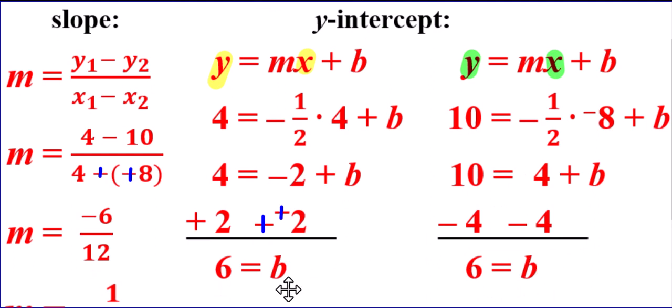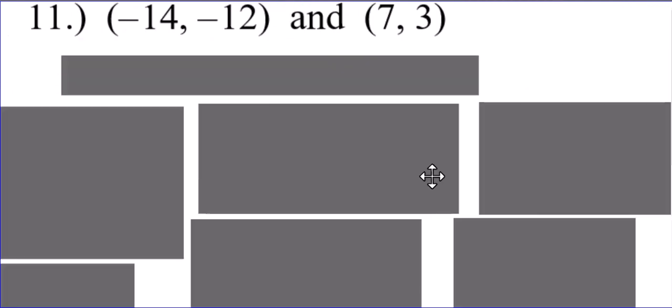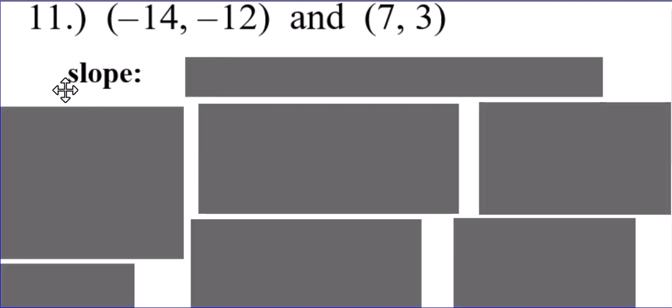So check it out. I don't care which ordered pair you used. Both of them will work, and there's your proof. Final equation, y equals negative 1/2 x plus 6. And finally, problem number 11. Let's start with the work for the slope.